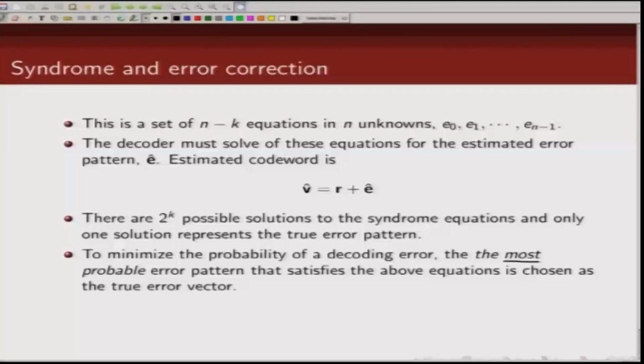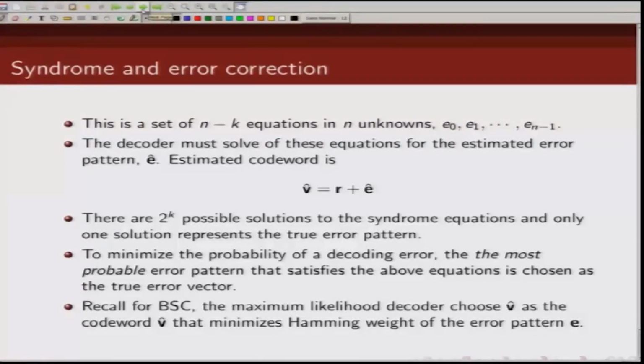Now, how do we choose the most likely error pattern from these 2^k solutions? That is basically our objective. When we try to minimize the probability of error, we want to choose the most probable error pattern from those 2^k solutions of this set of equations.